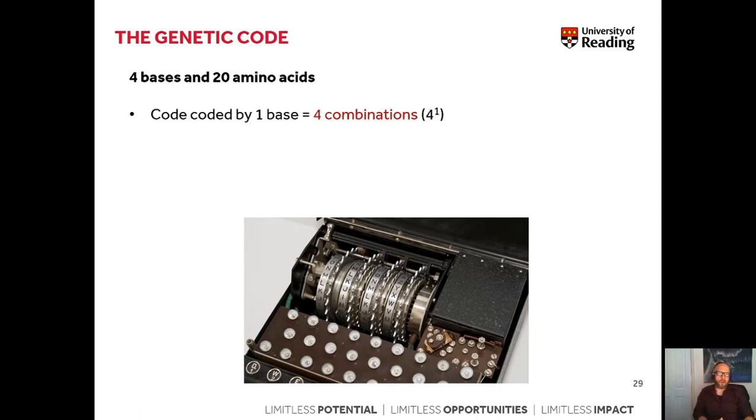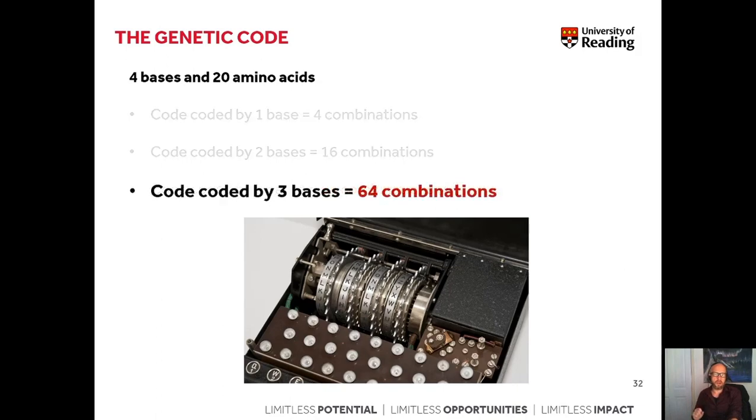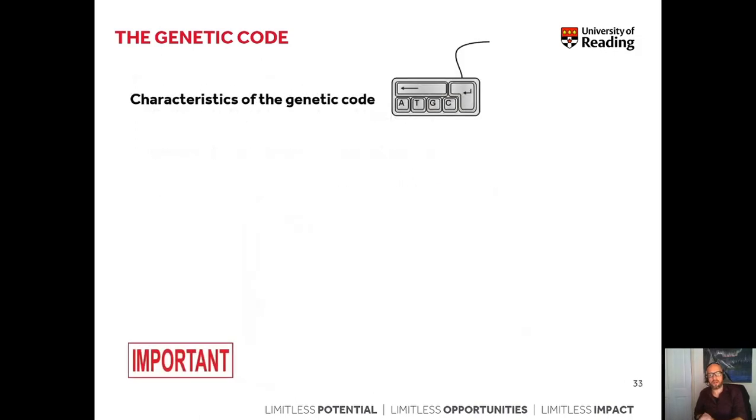If the genetic code would be 1 base, this would allow us only 4 combinations. Obviously, that's not enough for the 20 amino acids we are looking for. If the genetic code would be coded by 2 bases, this would give us 16 combinations, which is still not enough. However, if the genetic code is coded by 3 bases, this would allow us 64 combinations. And indeed, in all cells, the genetic code is coded by 3 bases because this allows us quite a lot of combinations, at least 64.